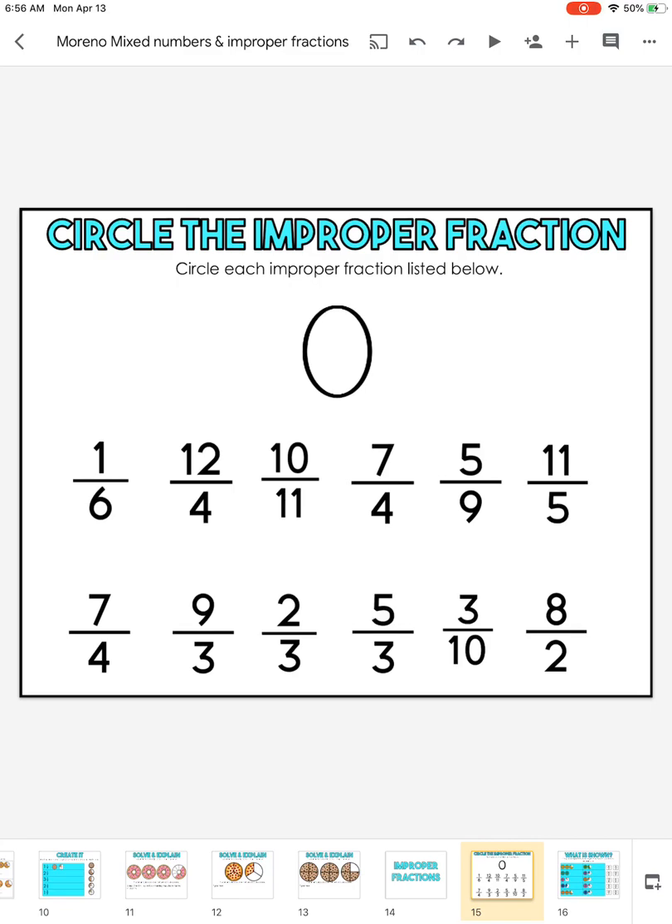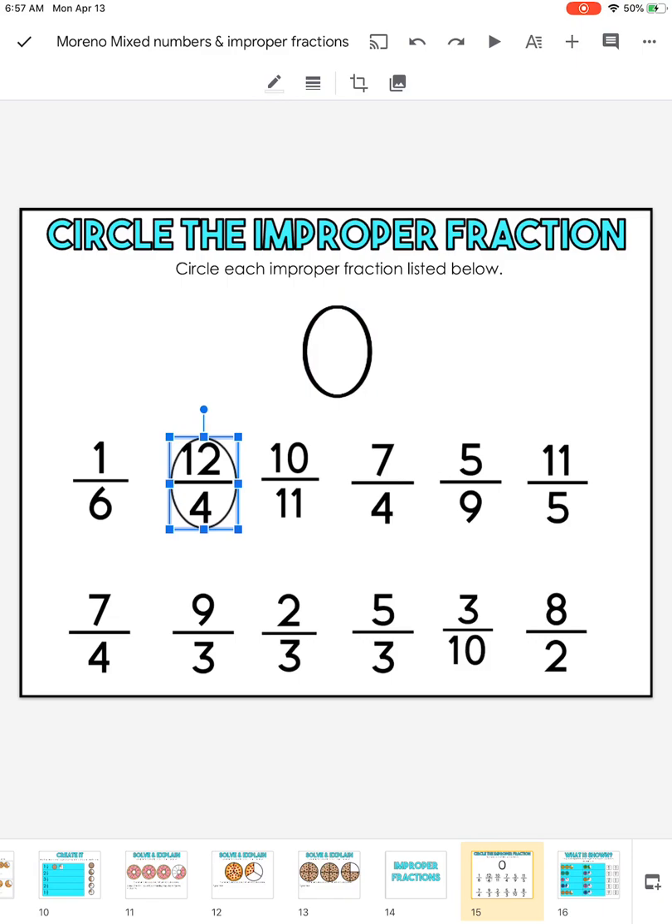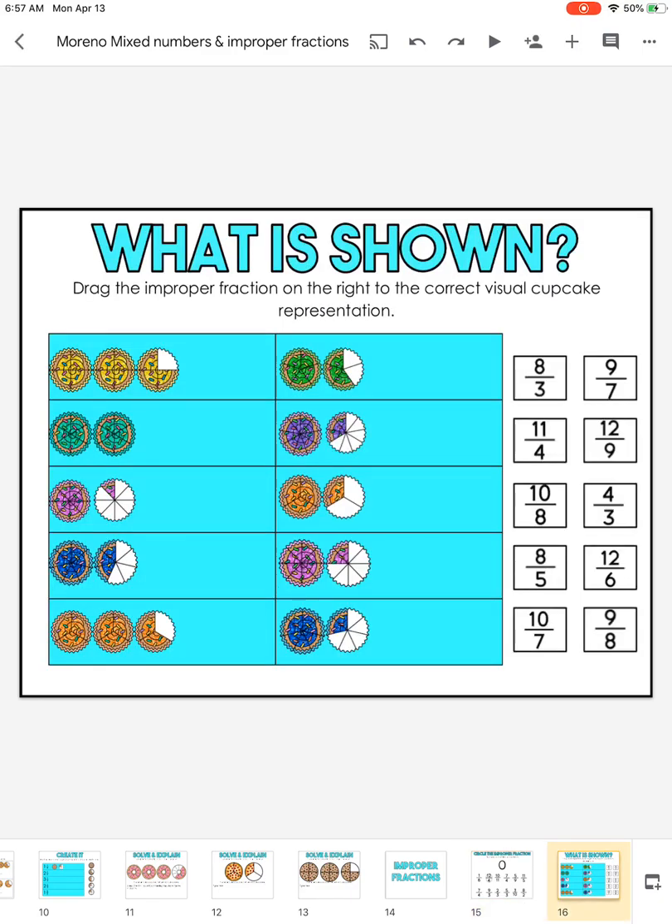Circle each improper fraction. So remember, an improper fraction is when the numerator, the number on the top, is greater than the denominator, the number on the bottom. So 1/6, that's a proper fraction. What about 12/4? 12 is greater than 4, so I'm going to click and drag that and complete the rest of that slide.